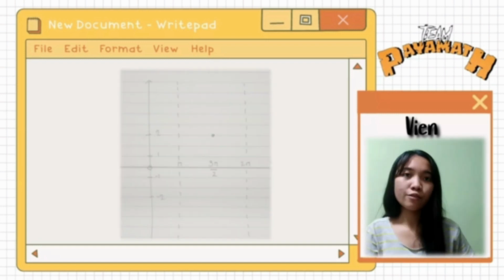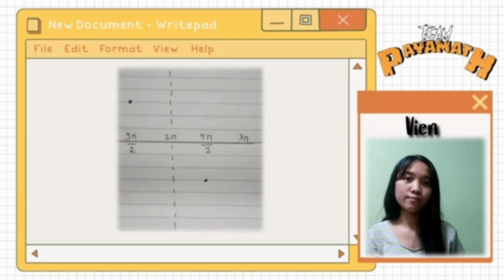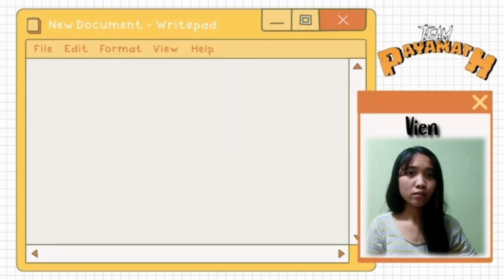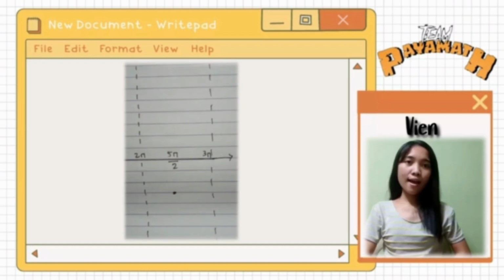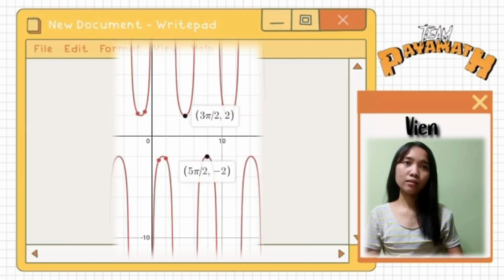So let's proceed to the fourth column. So let's point the 5 pi over 2 in negative 2. So the last one, our 3 pi is undefined. So let's draw again the asymptote. So after that, let's draw the arrow for 3 pi over 2 in positive 2 and the 5 pi over 2 in negative 2.